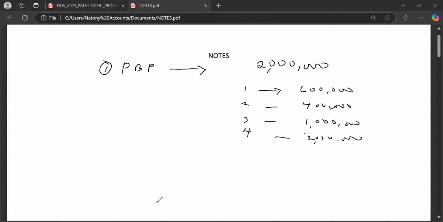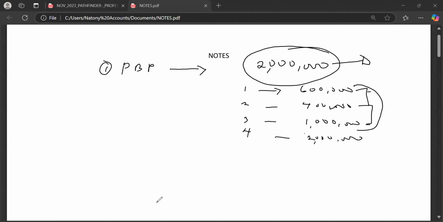So how many years will it take these projects to pay back itself? How many years will it take you to get back 2 million? That is the payback period. With this illustration, year one plus year two is 1 million, year three, 3 million. So at the end of year three, you've been able to get back your money. So the payback period for this particular investment will definitely be 3 years.